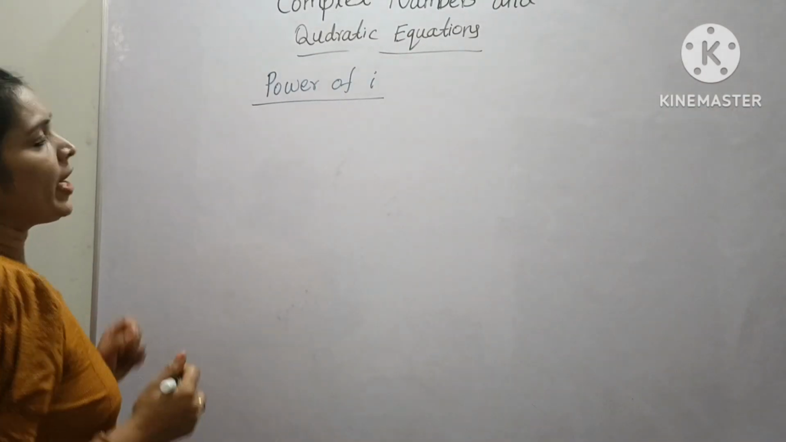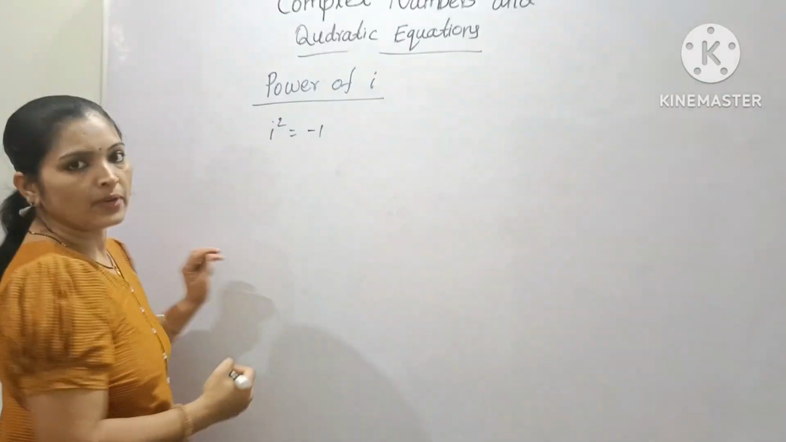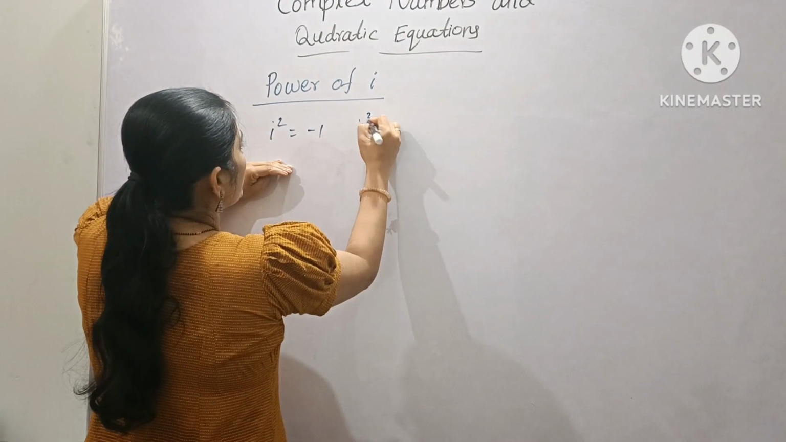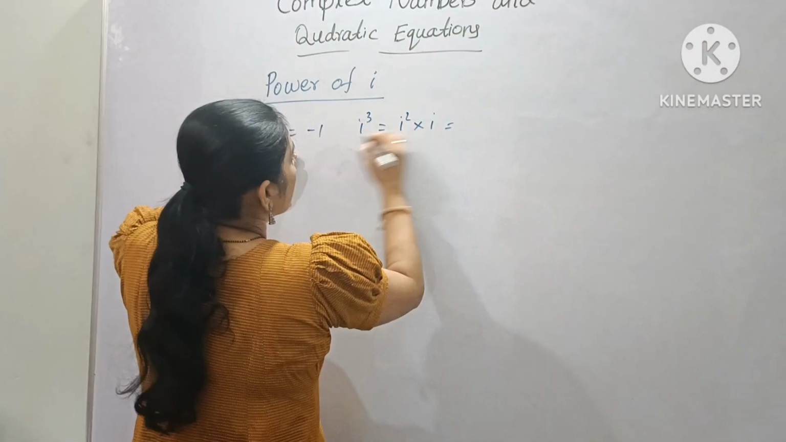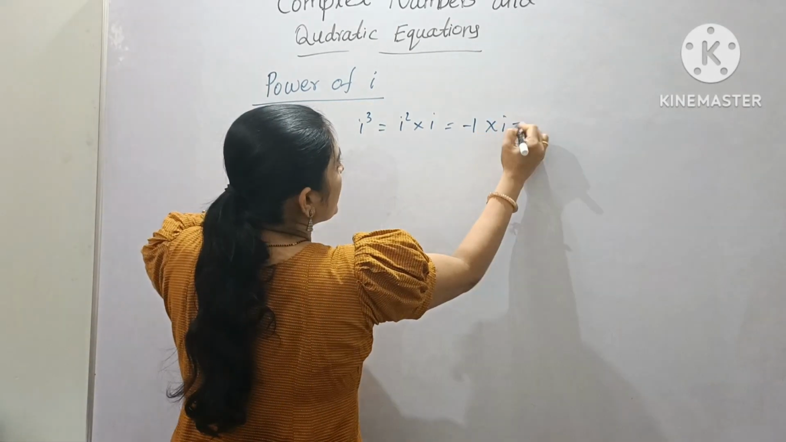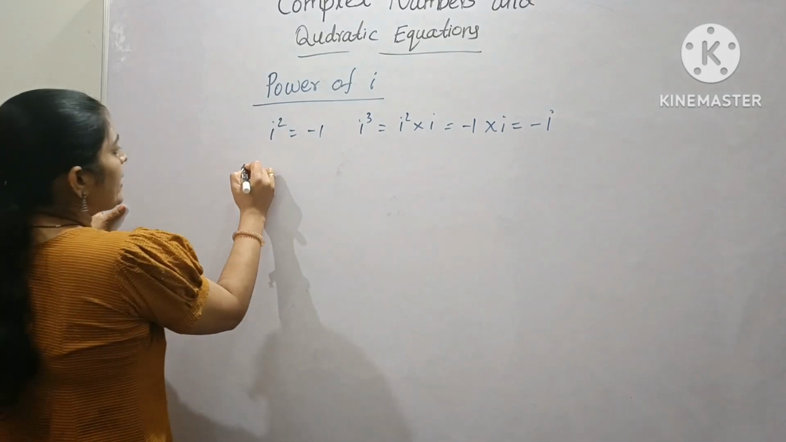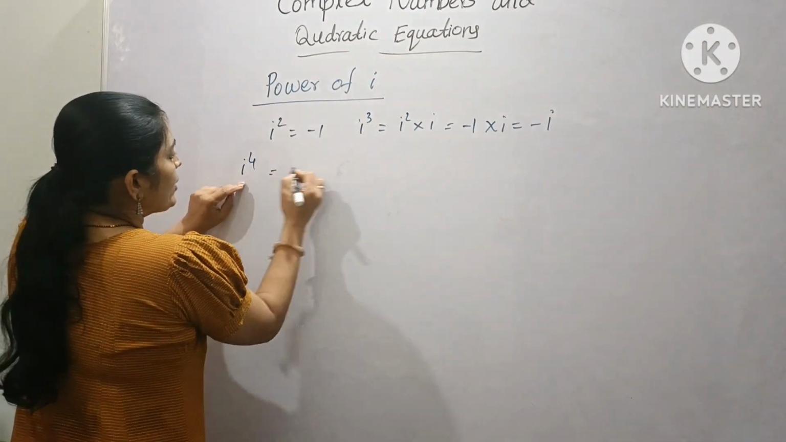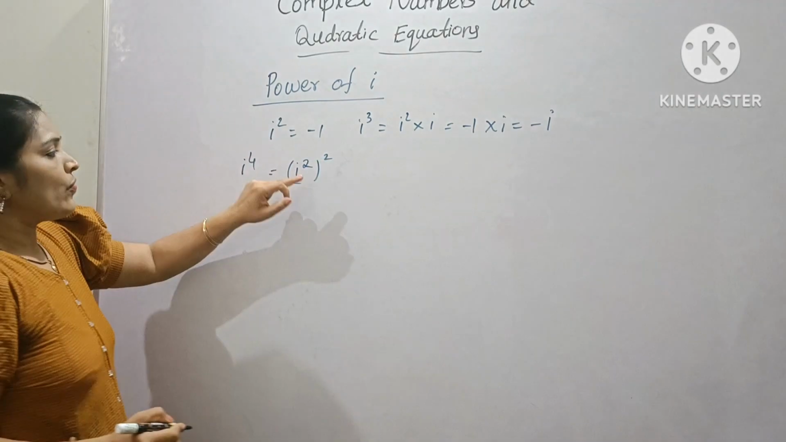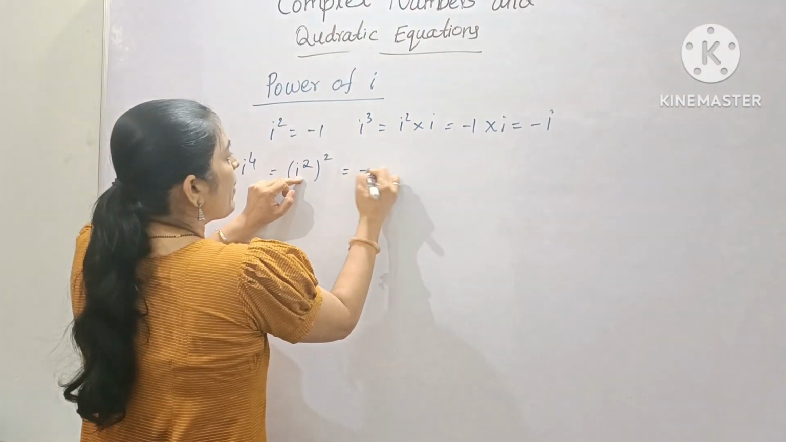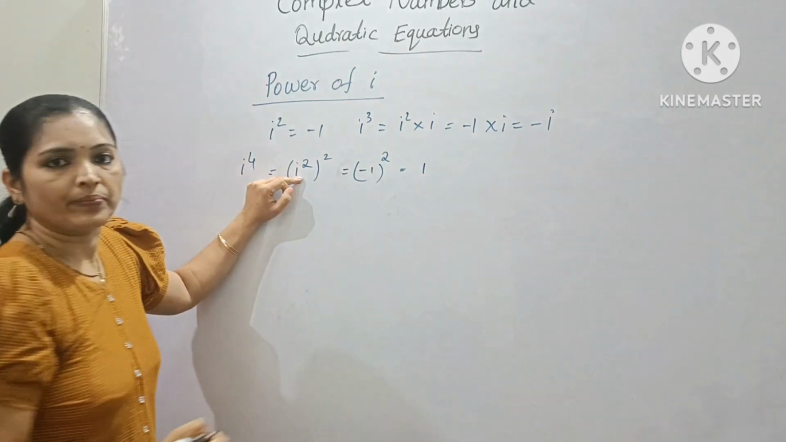Next is powers of i. We know that i square is equal to minus 1. Then what is i cube? i cube is nothing but i square into i, that is minus 1 into i, which is equal to minus i. Now what is i raised to 4? i raised to 4 is nothing but the square of i square. What is the value of i square? Minus 1. So minus 1 square is 1, plus 1.